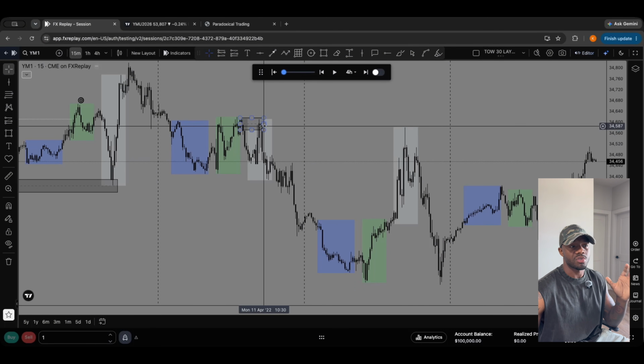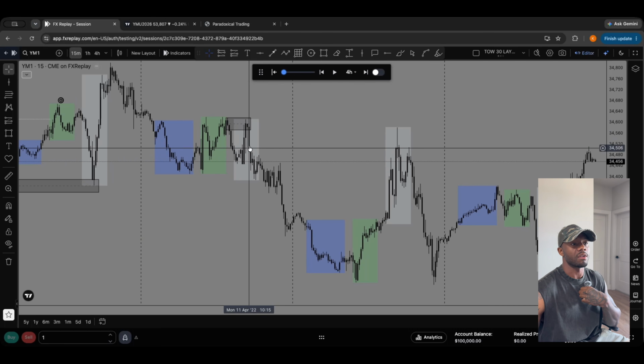Some of these trades, when you backtest, you need to be honest with yourself. Don't just say, oh, I wouldn't have took it. No, go candle for candle to make sure. Because in real time, I can honestly say I wouldn't have took this.